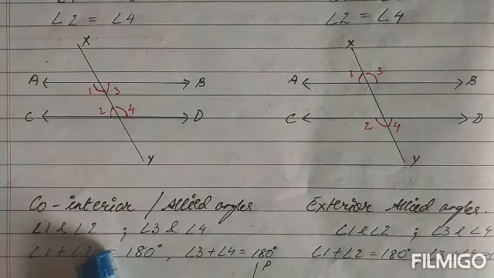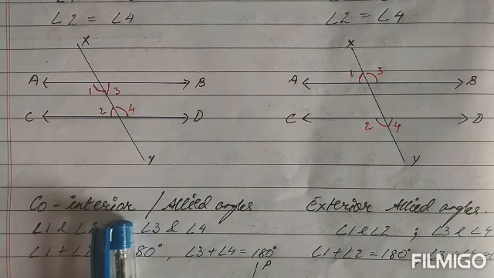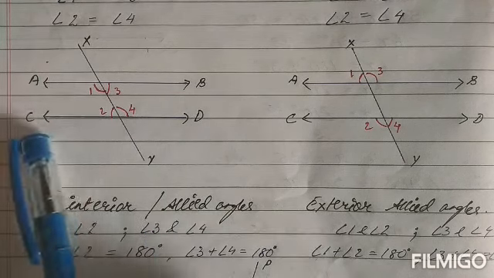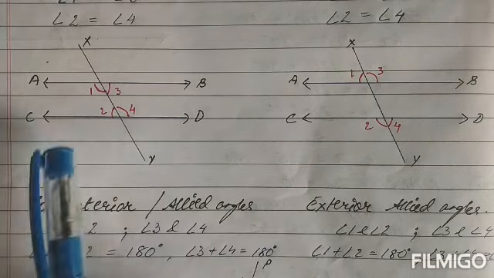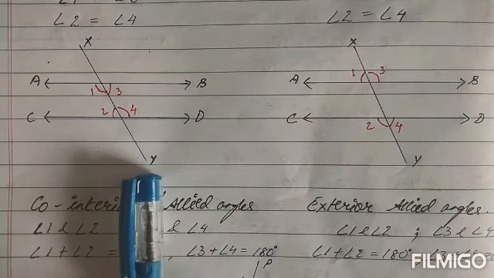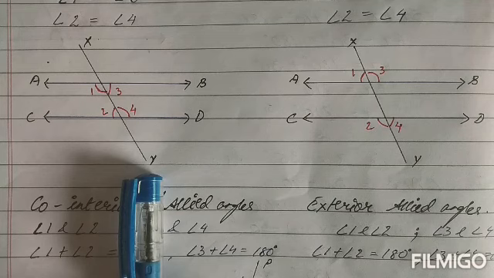The next one are the co-interior angles. Another word for co-interior is also allied angles, children. Now again we have parallel lines. See, AB and CD are the two parallel lines, and now I have changed the direction of the transversal so that you get an idea that the transversal can be from any direction.